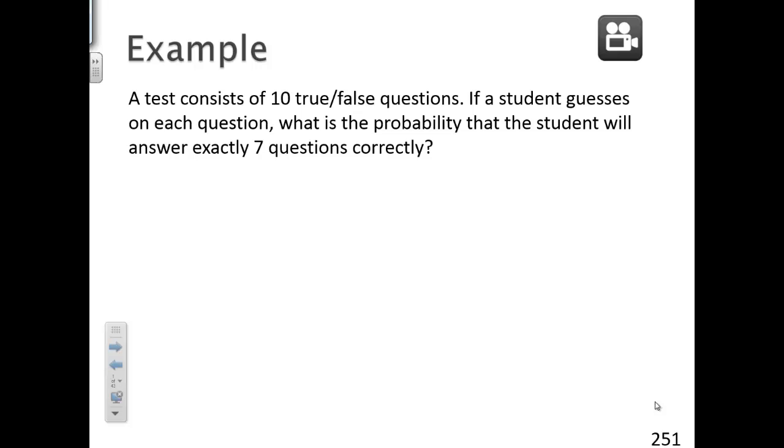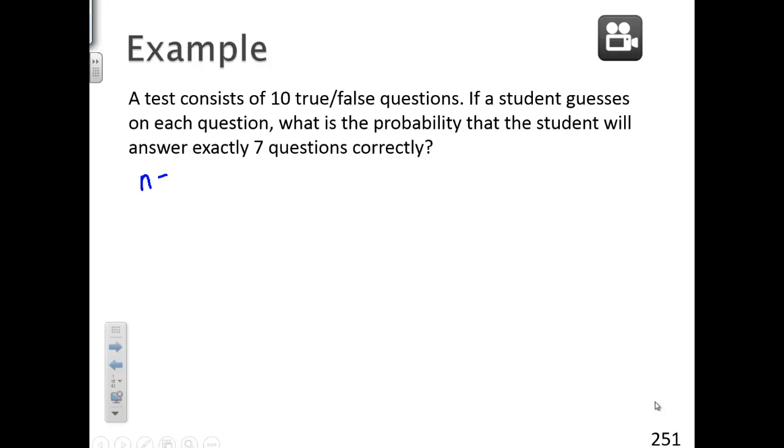So, for this example, a test consists of 10 true-false questions. If a student guesses on each question, what is the probability that the student will answer exactly 7 questions correctly? We are going to use our calculator. I showed you how to use the formula in previous slides, but we're going to use our calculator for these problems. What I want you to do first is identify your n, your p, and your x.